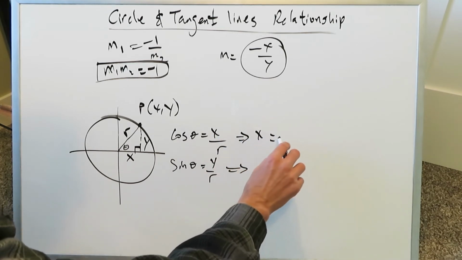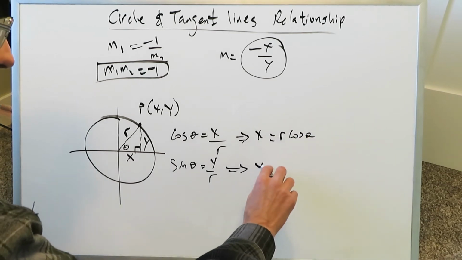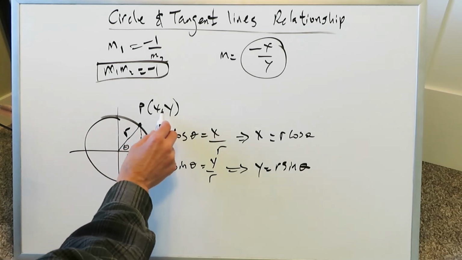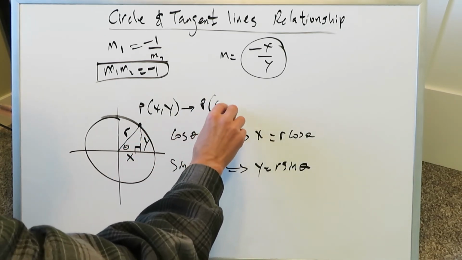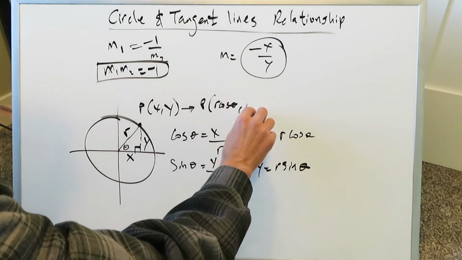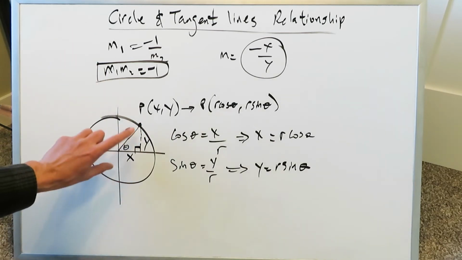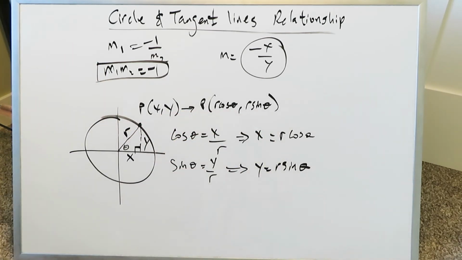x here is equal to, you take r on the other side, r cosine theta, and here y is equal to r sine theta. And remember, I identified this point P as x comma y. Well, now your point is really r cosine theta, and r sine theta, right? That's my point right here. At any point on your circle, you can demonstrate it in terms of these coordinates.